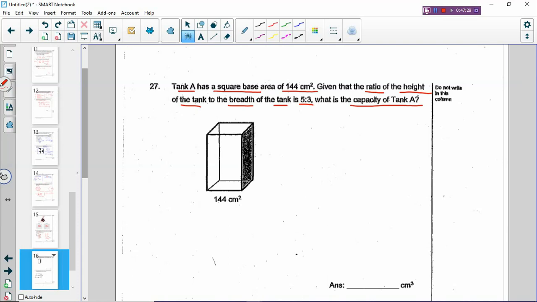For example, the ratio of the height is 5 and the breadth is 3, so 3. And it is a square base. Square base means the other side is also 3. So put something onto the picture so that it looks clear. And then there's a square base. So what does a square base tell you? The square tells you all the sides are equal. There's a square base area.